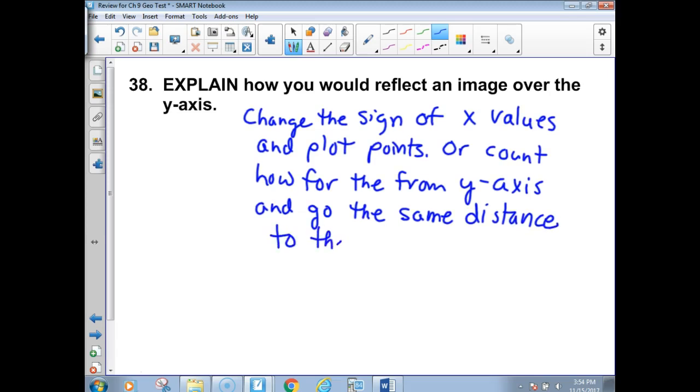Okay, to the other side of the y-axis. Okay, so you've got to go straight across from there, right? All right, so I don't care which way you describe it, as long as you say, I found how far the point was from the y-axis and I went that same distance straight across to the other side. You don't have to have both of those explanations. Just one or the other is fine.